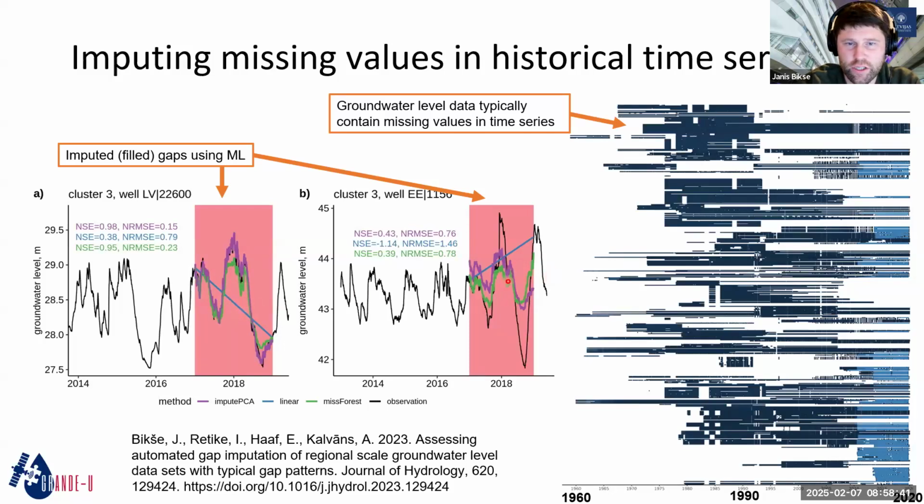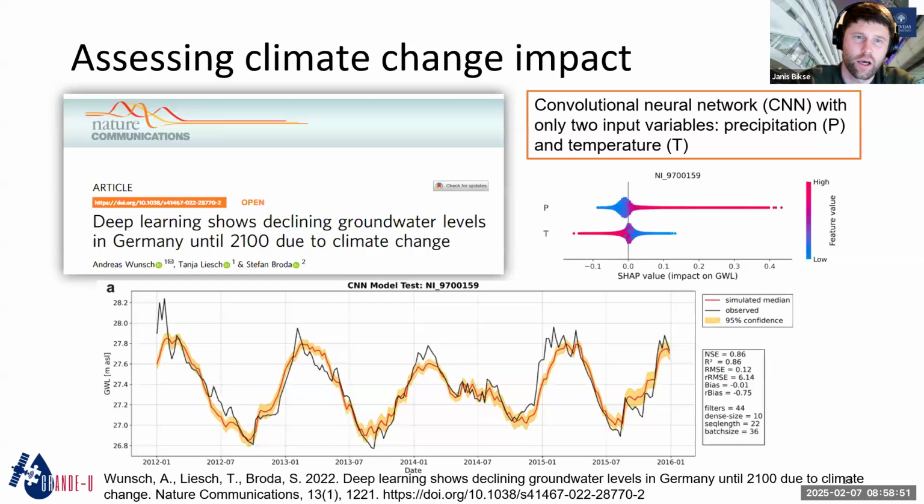But in some cases, it didn't work that well. So there are different cases. In some cases it worked quite well, but not for all cases. And also we can use machine learning, or in this case, deep learning, to assess climate change impact on groundwater.